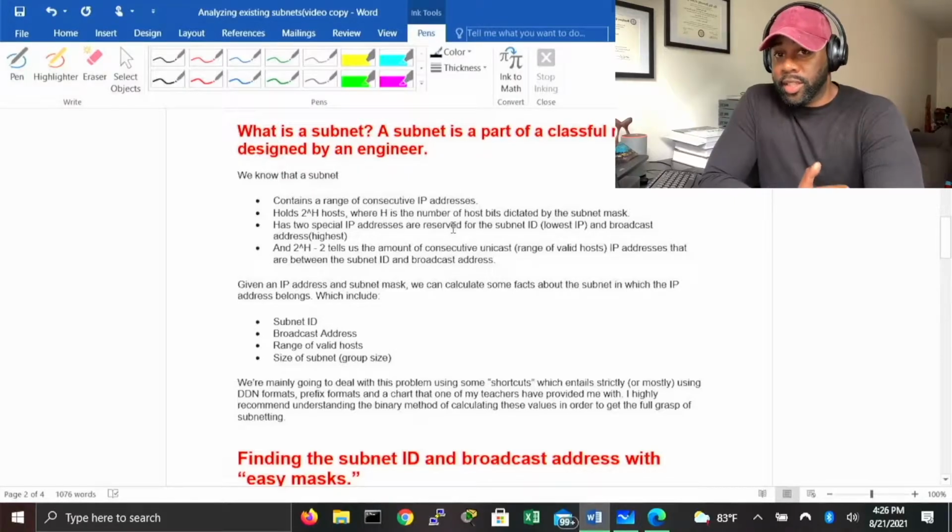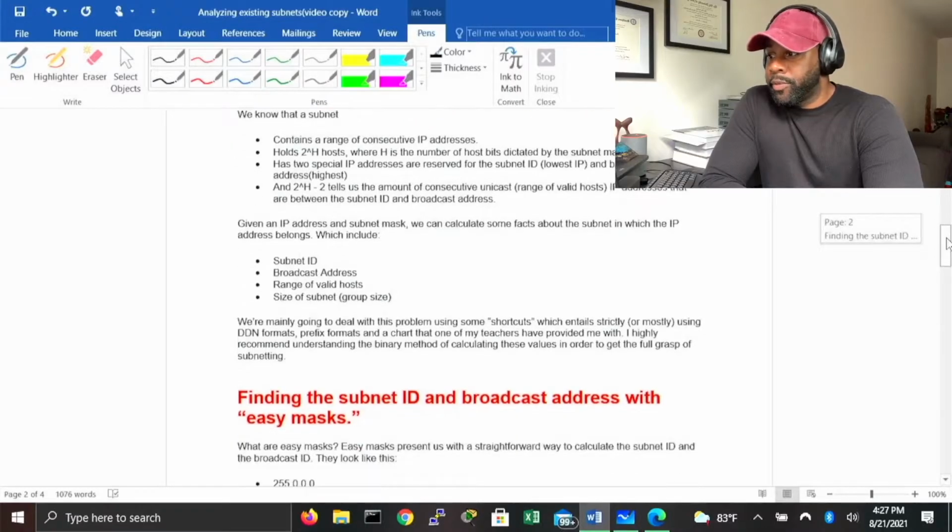We know that each subnet holds 2 to the h hosts, where h is the number of host bits dictated by the subnet mask. We know that the subnet has 2 special IP addresses reserved for the subnet ID, the lowest IP, and the broadcast address, the highest IP. And 2 to the h minus 2 tells us the number of consecutive unicast IP addresses, the range of valid hosts, and we're going to be using that term a lot, between the subnet ID and the broadcast address. Very important details right here.